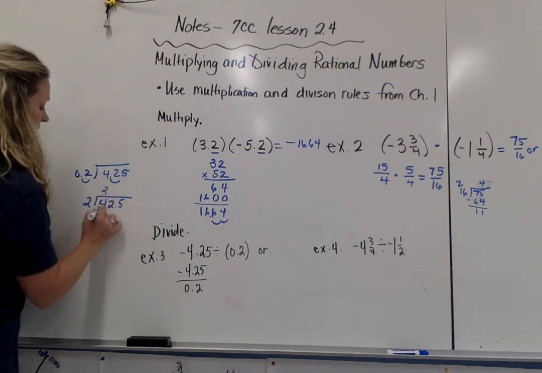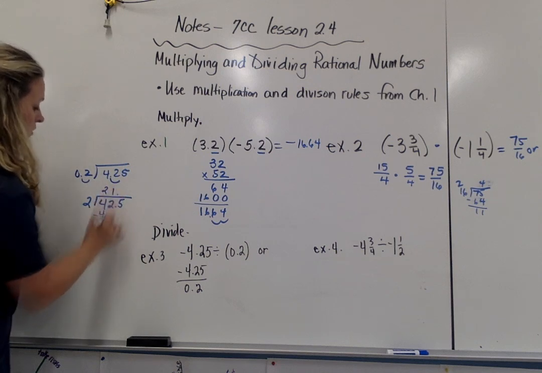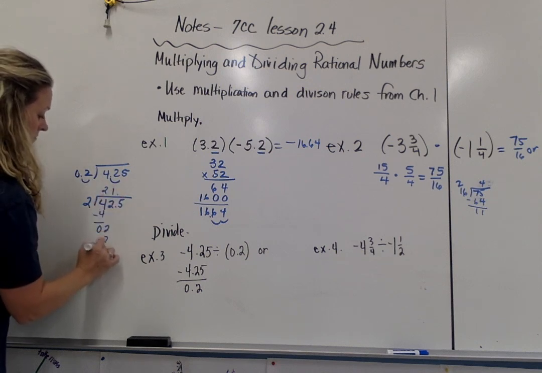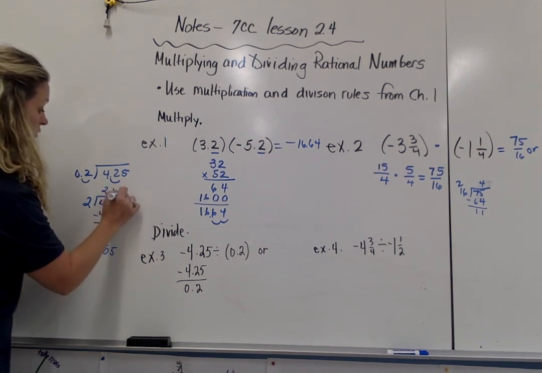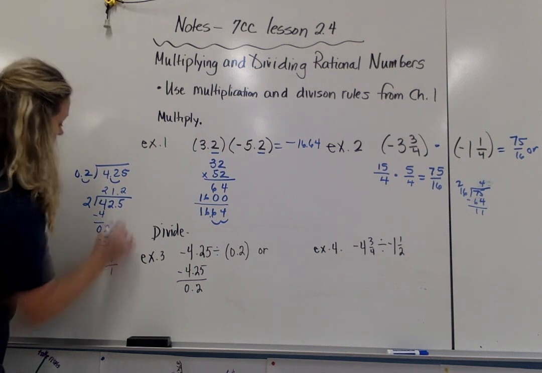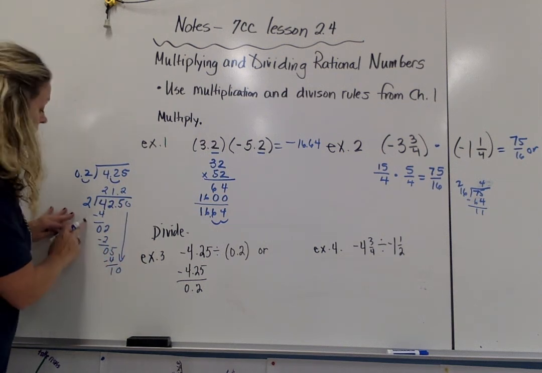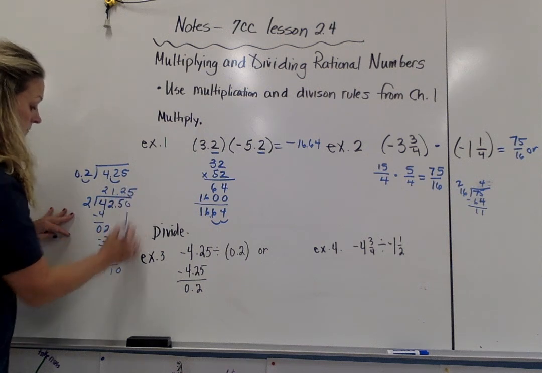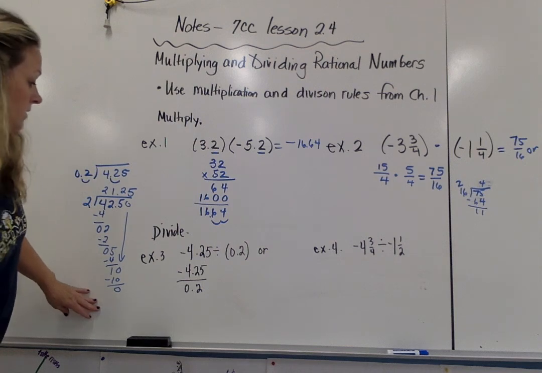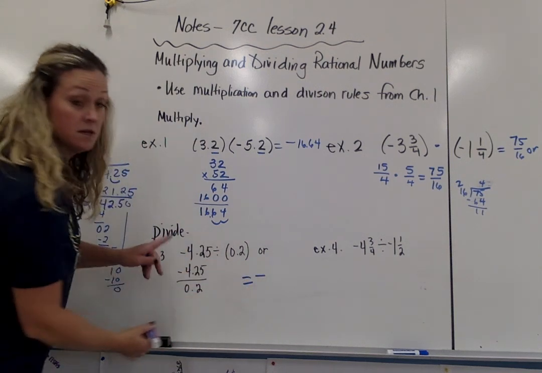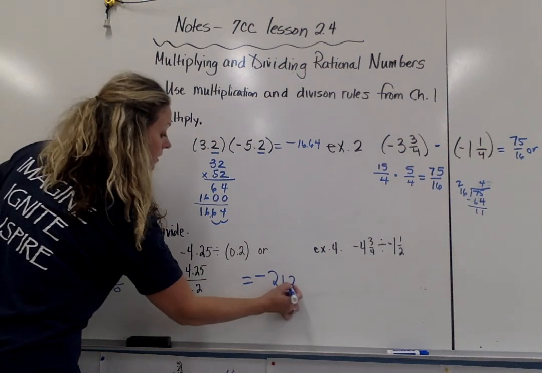2 goes into 4 2 times. Bring down my 2. It goes into 2 once. Bring down my 5. It goes into 5 twice. I have a remainder of 1. Can't have a remainder in decimals, so I add another number, 0. 2 goes into 10 5 times. I'm out of remainders. So I know my answer is going to be negative, because a negative divided by a positive is a negative, and it's negative 21.25.